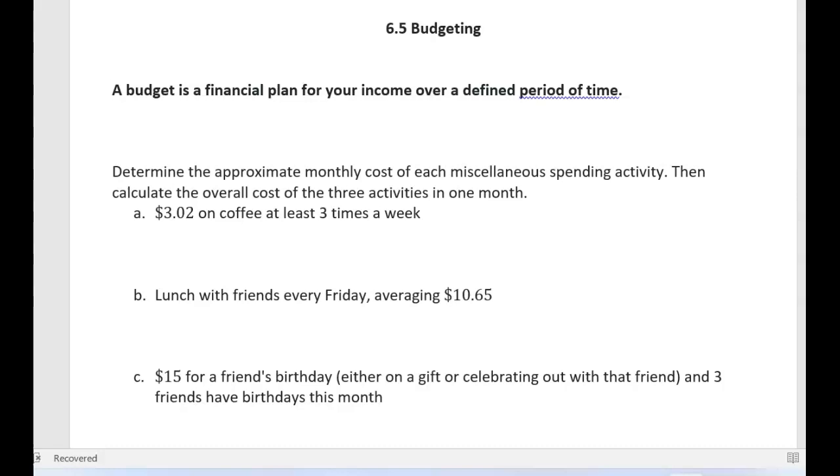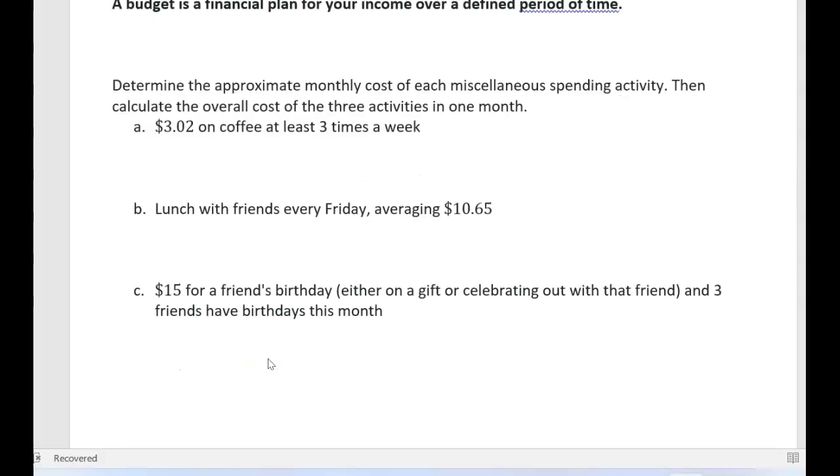In section 6.5, we are not going to look at complicated formulas anymore, but more realistic, simple budgeting plans. So let's look at the first example. We are going to look at three different scenarios here in A, B, and C and determine what the approximate monthly cost of each of these spending items are going to be. Then we're going to calculate the overall cost of all three activities.